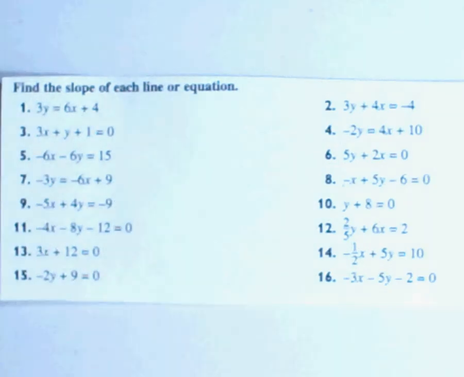I want you to try to figure out the slope. The question says find the slope of each line or equation. So I just want to know the slope, but you don't know the slope until you have rearranged them. So what I want you to do is use that formula y equals mx plus b that we talked about in the last video and see if you can figure out the slope. Again, try the first 5 and we'll come back in a minute and see how you did. Pause the video, come back in a minute when you're done with the first 5.